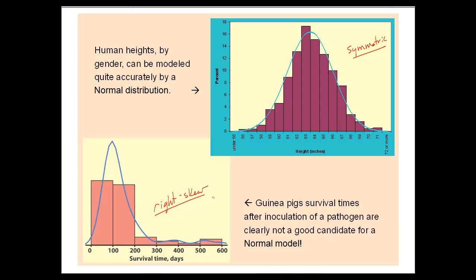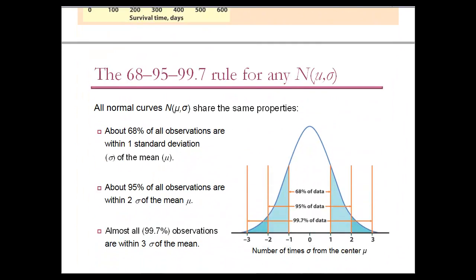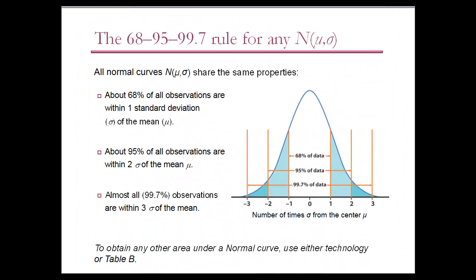Now when we start talking about the 68, 95, 99.7 rule, we're talking about how area, and therefore probability, is distributed about the mean. So every single normal curve has the same properties or will hold for this rule, and again, another name for this rule is the empirical rule. And you'll see it referred to both ways. So all normal curves, as soon as they're defined for their mean and their standard deviation, will follow this rule.